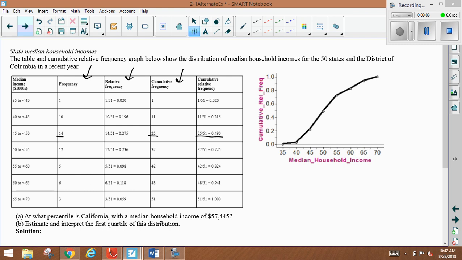All right. What's important is the questions that you're being asked here. At what percentile is California with a median household income of $57,445? All right. So, California. I have a feeling that's not an accurate number, because it's a lot of money to live there, and therefore you get paid a lot. I hope.